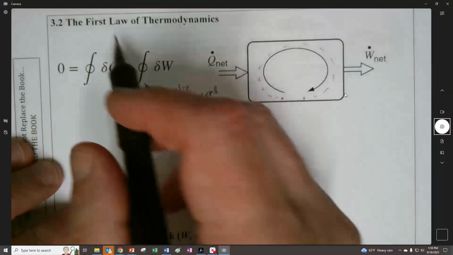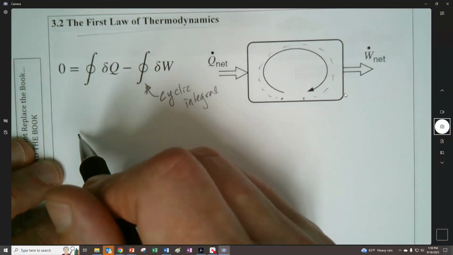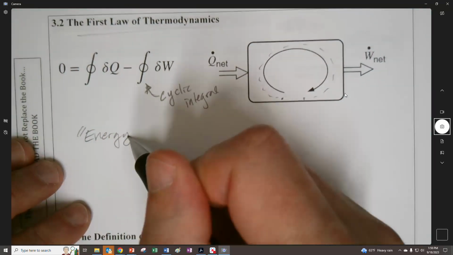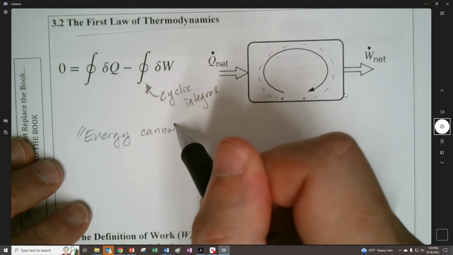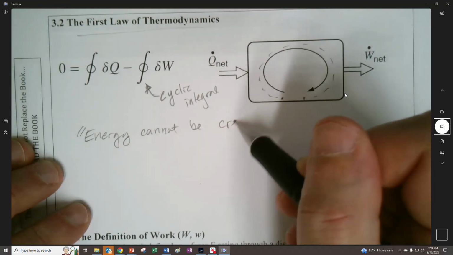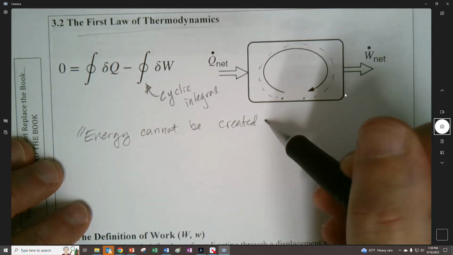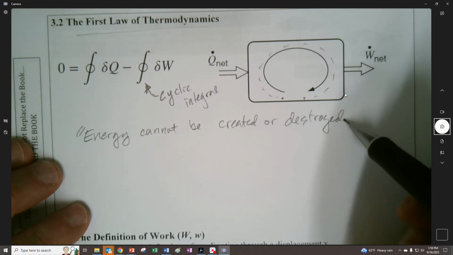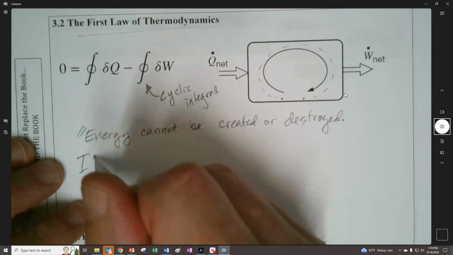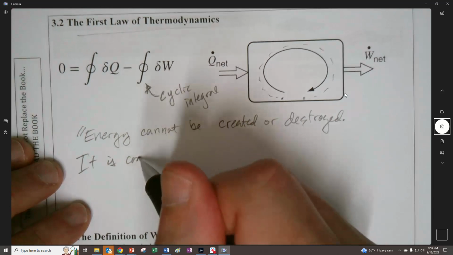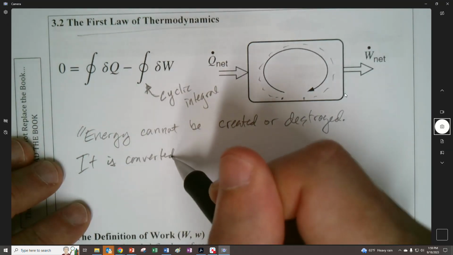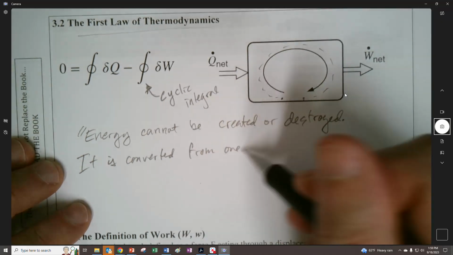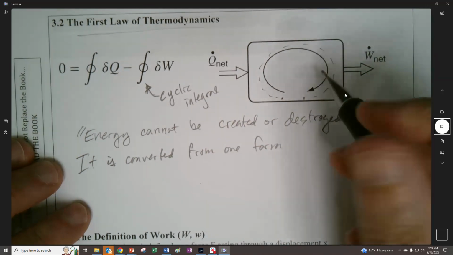So here's the definition of the first law of thermodynamics. You've probably heard this, but let's write it out anyway. Energy cannot be created or destroyed. But it continues. It is converted from one form into another.